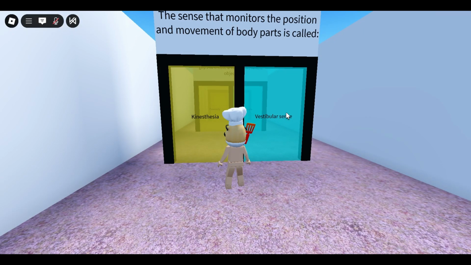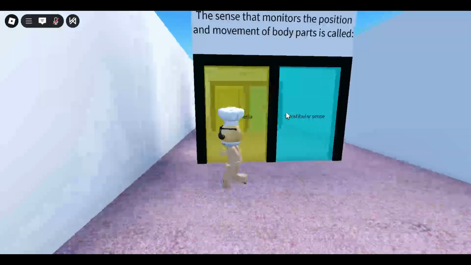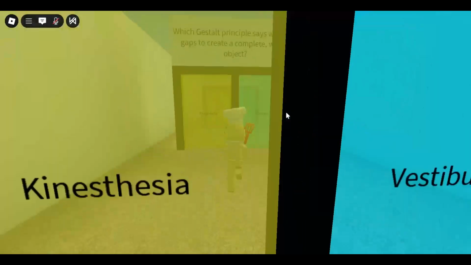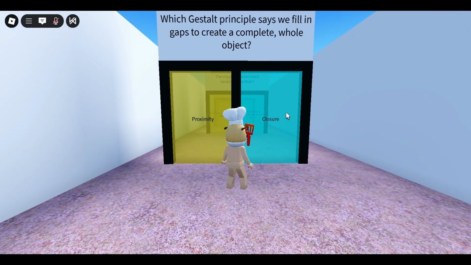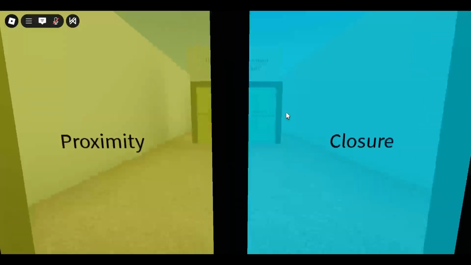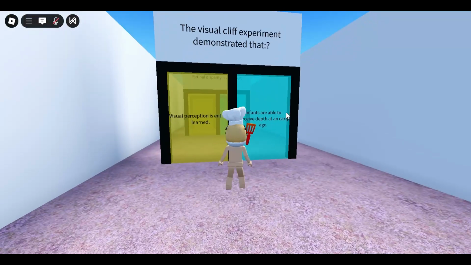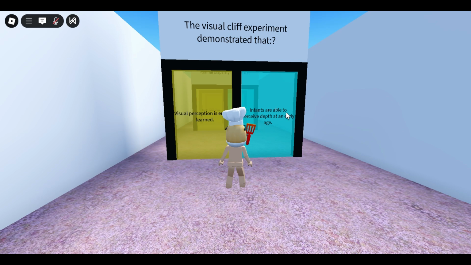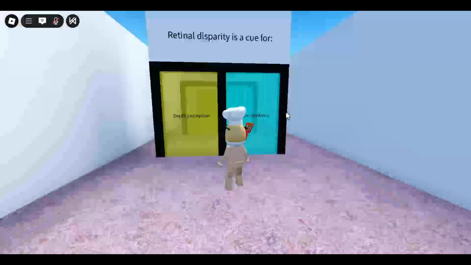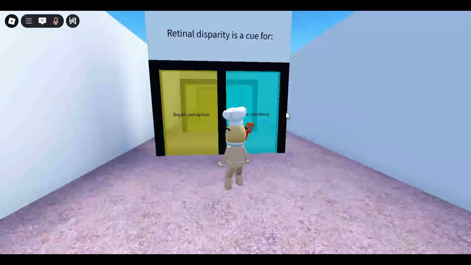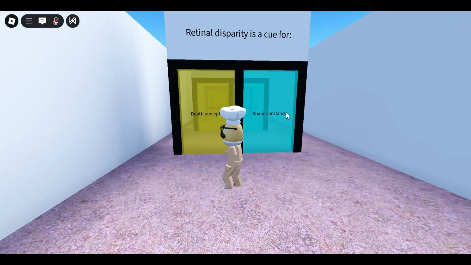Kinesthesia is the sense that monitors the position and movement of body parts. Closure is the principle that says we fill in gaps to create a whole object. The visual cliff experiment demonstrated that infants are able to perceive depth at an early age. Retinal disparity is a cue for depth perception.